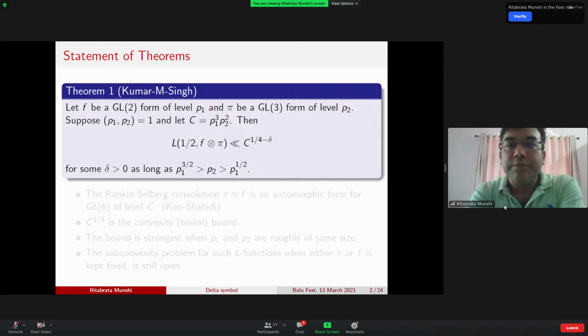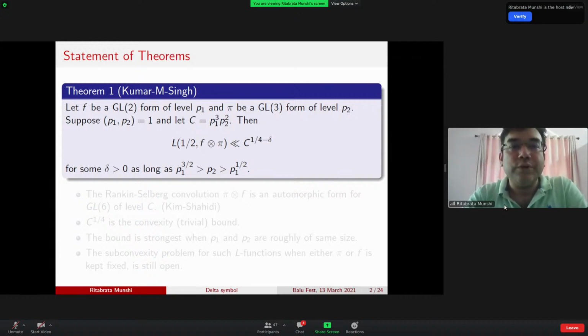I'm going to assume that P1 and P2 are prime, and also distinct, so they're coprime to each other. So that C, which is P1 cubed times P2 squared, is the arithmetic conductor of the Rankin-Selberg convolution of F and pi. I'm not going to go into the definition right now, but you will see something about the Rankin-Selberg L-function later in this talk.